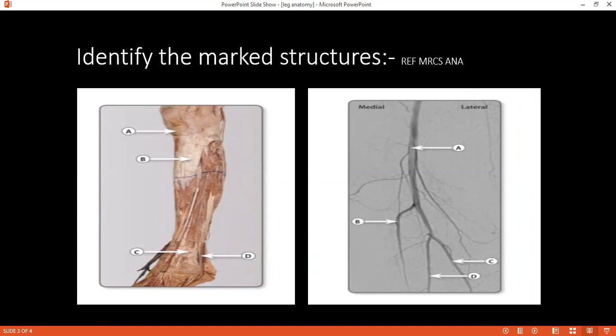The A would be the sort of extending down as the popliteal vessel. B is the anterior tibial. Yes, popliteal vessel. And then B is? The anterior tibial. Okay. And then C will be the posterior tibial, giving the common peroneal branch. Yes. And D will be the peroneal. Okay, good, good.